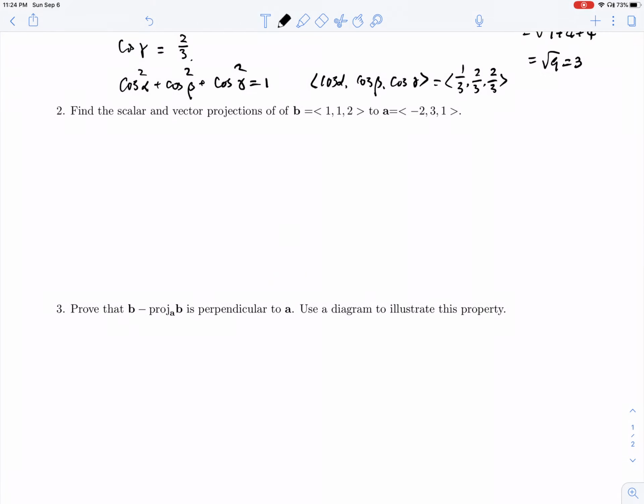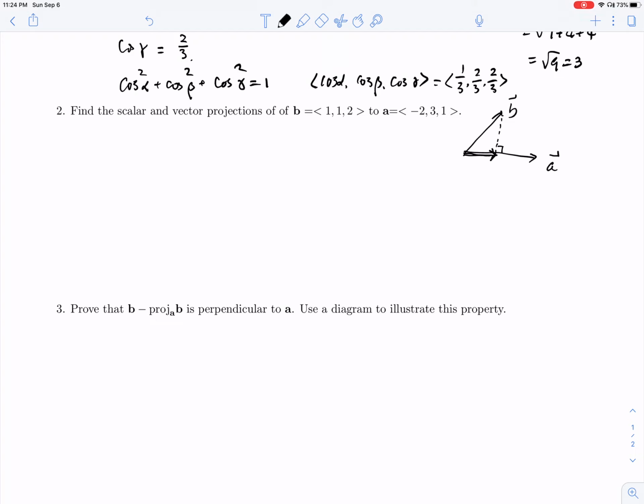All right, for number 2, find the scalar and vector projections of B onto A. Now, it matters whether you project A onto B or B onto A. So if you have B over here, and A over here, when you project onto A, that's a vector in the A direction. This is a so-called orthogonal projection, so you always draw a perpendicular line over here. And then this one over here is going to be the projection of B onto A.